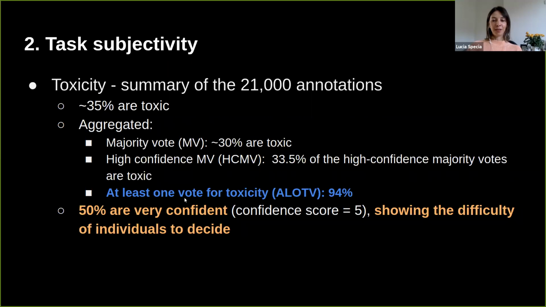But interestingly, if we simply take the 21,000 annotations and look at the ones where at least one of the annotators said it was toxic, we get a very high percentage of toxicity, 94% versus 30%. So you see the difference here, which indicates obviously that there is a lot of disagreement in this data. And also only 50% of the annotations are said to be fully confident with the highest possible confidence level, showing that even though it's not a complex task in principle, the individuals have trouble deciding on whether something is toxic or not, because it's language, because it could be sarcasm, because the context might not be enough, and so on.